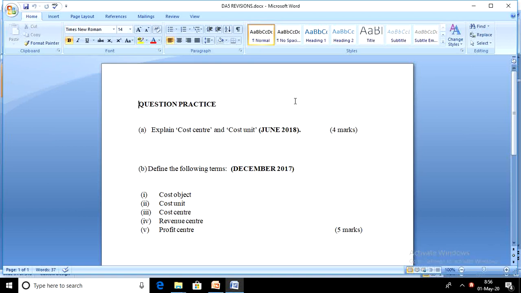So the first question says, explain a cost center and a cost unit. I'll give you a moment to just think about that and see how you can explain the cost center.